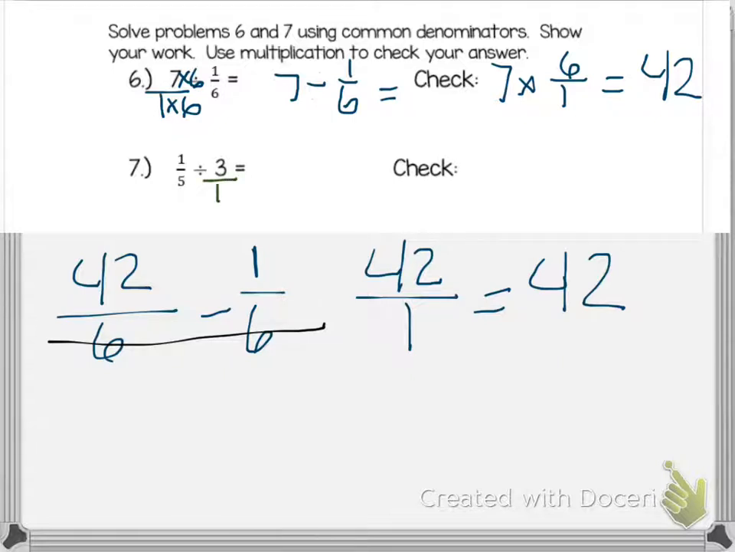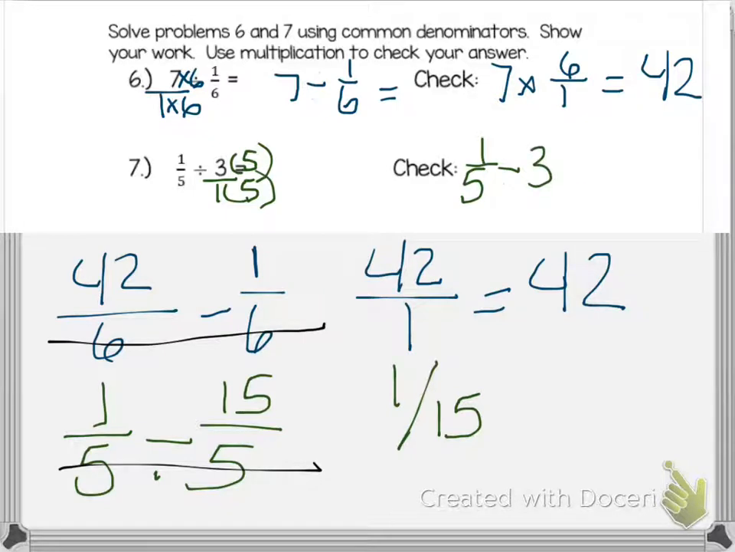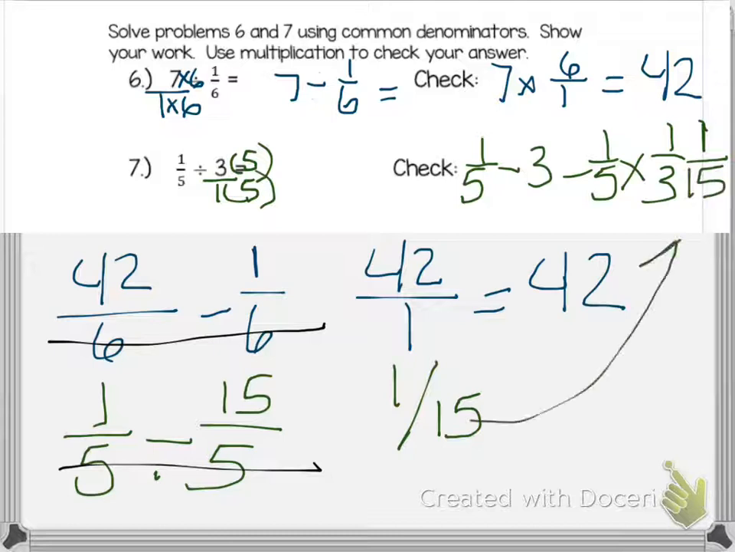Our next one. 1/5 divided by 3. So it's 3 over 1. I have to turn my 1 and 3 into fifths, so I multiply by 5. So I have 1/5 divided by 15/5. Again, I ignore my denominators and I divide straight across. So I have 1 divided by 15. Now we check it. So I have 1/5 divided by 3 equals 1/5 times 1/3. 1 times 1 is 1. 5 times 3 is 15. These are the same answer.